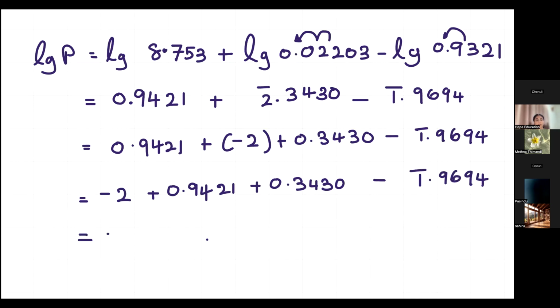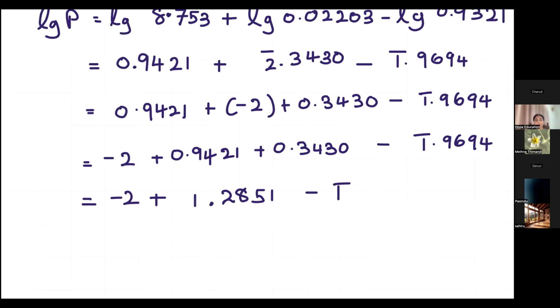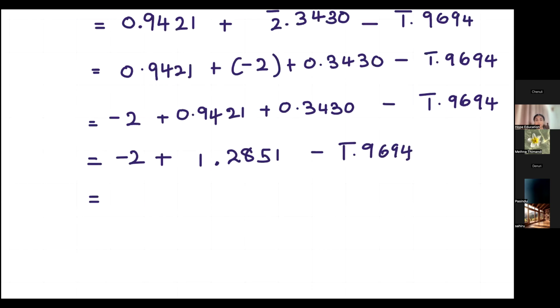Bar 2 plus, now we will do the addition. 1 plus 0 is 1, 2 plus 3 is 5, 4 plus 4 is 8, 9 plus 3 is 12. So that 1 goes to the characteristic. Minus bar 1.9694. And we know here minus 2, this characteristic is plus 1 plus 0.2851.